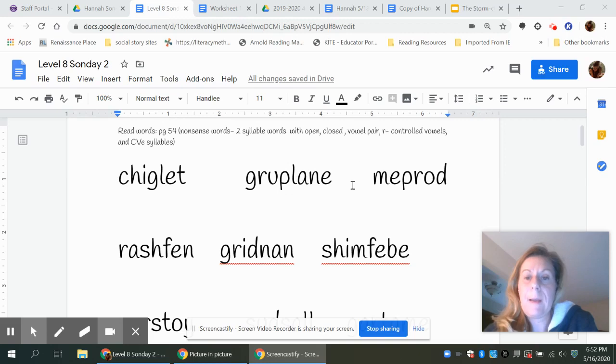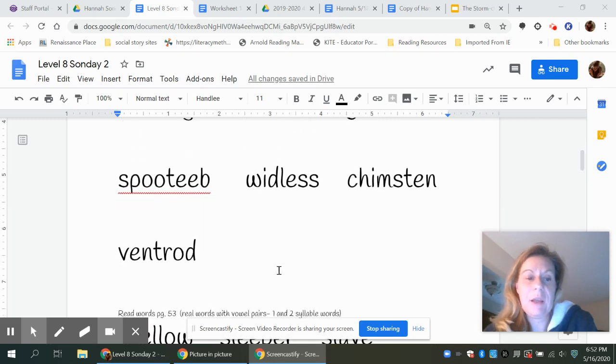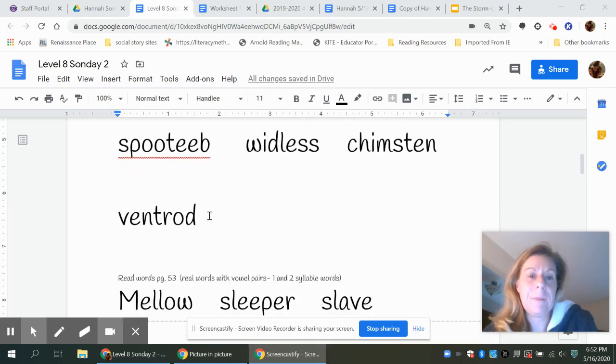Gruplane, Meprod, Rashfen, Gridnen, Shimphebe, Zarstoy, Sudsail, Gartame, Spootib, Widless, Chimsten, and Ventrod.